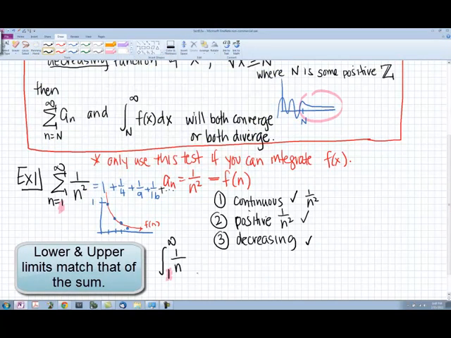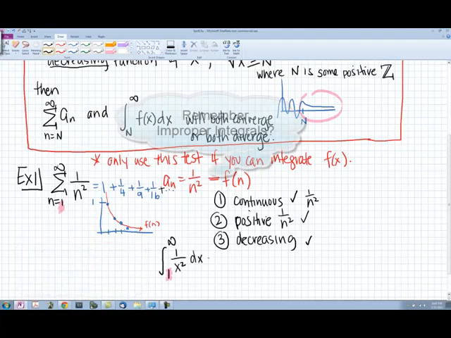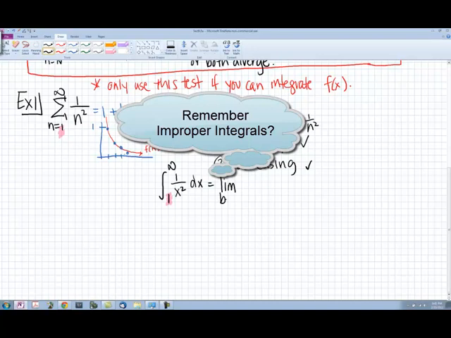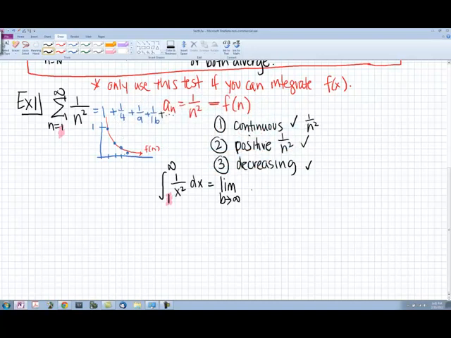I'm going to go ahead and write x instead of n. So it's going to be 1 over x squared dx. So I have to write the limit as b approaches infinity, and I'm going to integrate 1 over x squared. That's negative 1 over x, and we're going to evaluate from 1 to b. So that's the limit as b approaches infinity of negative 1 over b plus 1. And as b goes to infinity, that fraction goes to 0. So this limit equals 1.